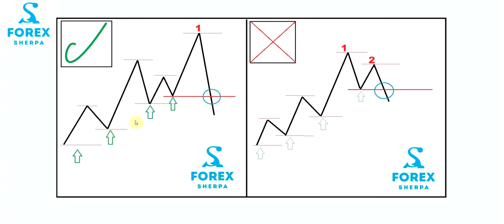rising bottoms on the chart, and the last bottom is breaking without forming two tops before the break, we have identified the first rule of the strategy. The difference here is that the second top has been formed before the break. So this is the right pattern we are looking for, on the left side.